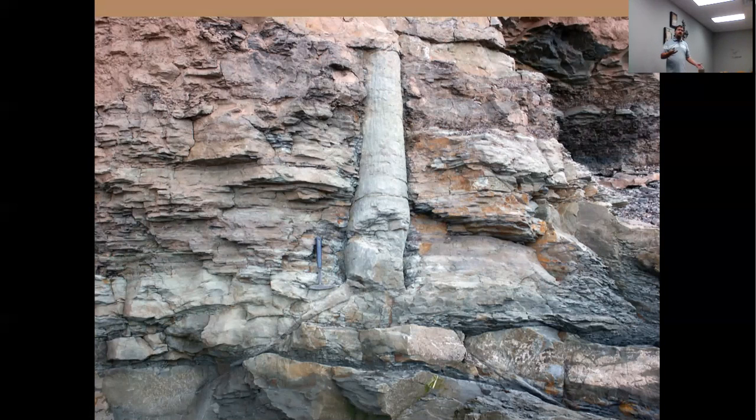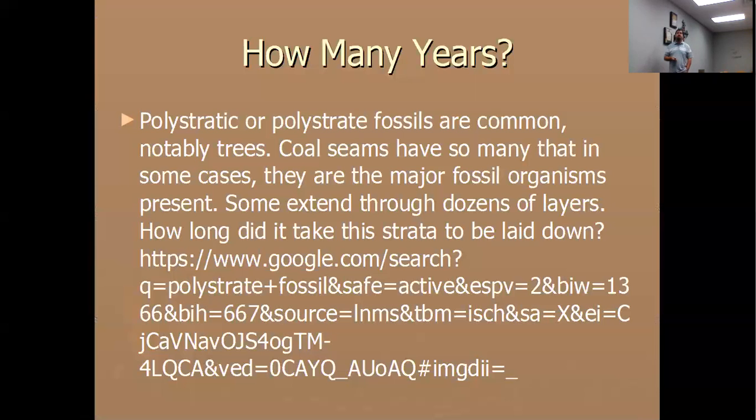And again, if another catastrophe hit, you'd have a whole bunch of trees at the top that might have gotten squished together, and that is how you get coal, of course. Polystratic fossils are common. Coal seams have so many of them that they are the dominant fossil present. Wasn't that a coincidence?